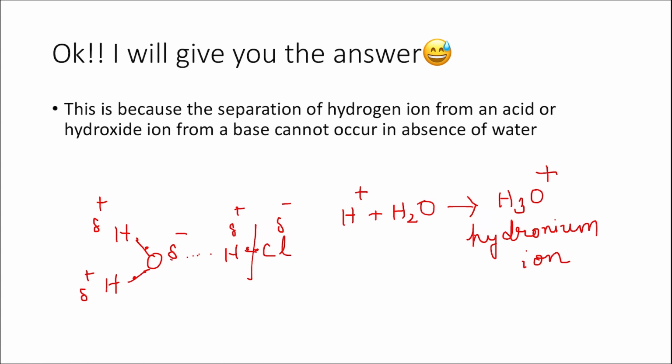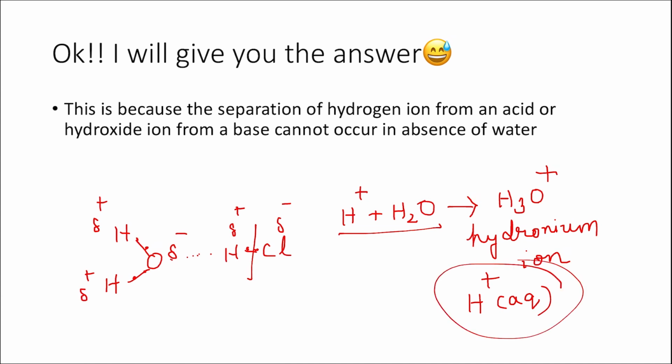Now it is actually this hydronium ion, or sometimes we simply write it as H plus aqueous ion. When you are writing hydronium H3O plus, you don't have to put aqueous, because in this particular case you have already shown it along with the water molecule. But if you are writing simply H plus, you will have to put a sign of aqueous along with it. So either you write it as H plus aqueous or you write it as H3O plus hydronium ion. And this is what is responsible for acidic nature.